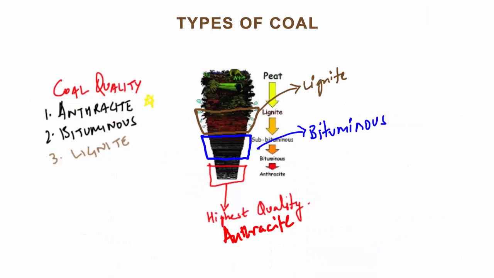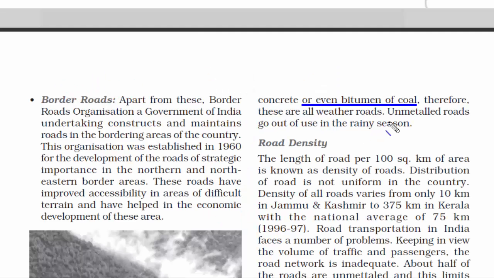So in the previous chapters we have read about the different types of coal. In the order of the quality, they are anthracite, bituminous and lignite. So bituminous is the second best coal. Anthracite is of the highest quality. Bituminous coal has high heating capacity.